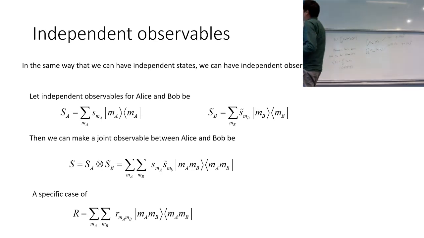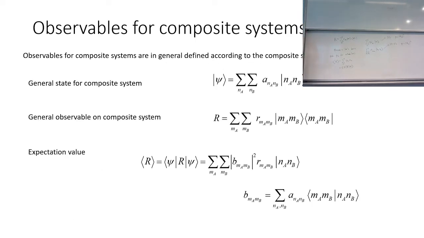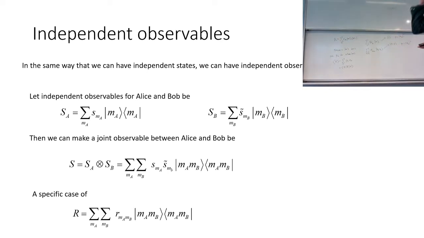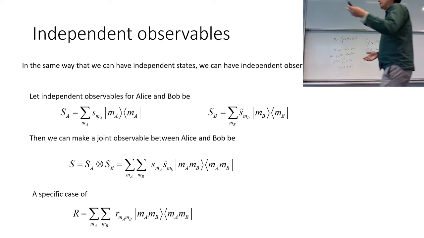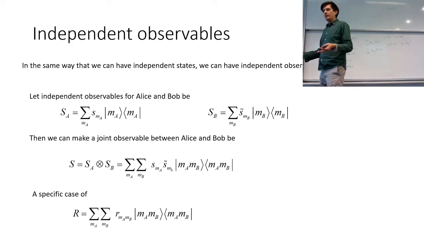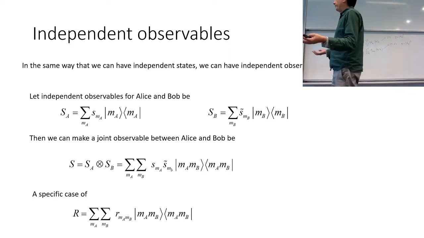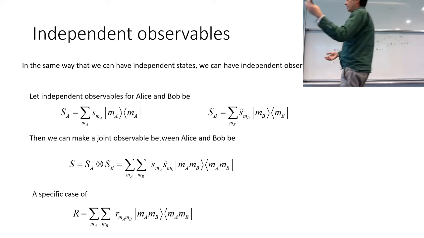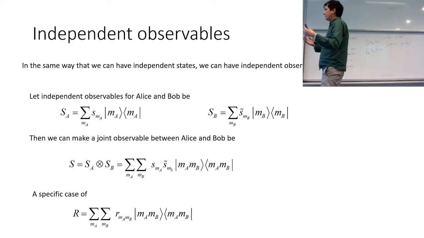So that's for a general observable. Here I just wrote a general observable R. But actually, as I said, usually what happens is that Alice is making a measurement and Bob is making a measurement, and so usually the observables are also kind of independent of each other, in the sense that you can assign values independently of each other's measurements.